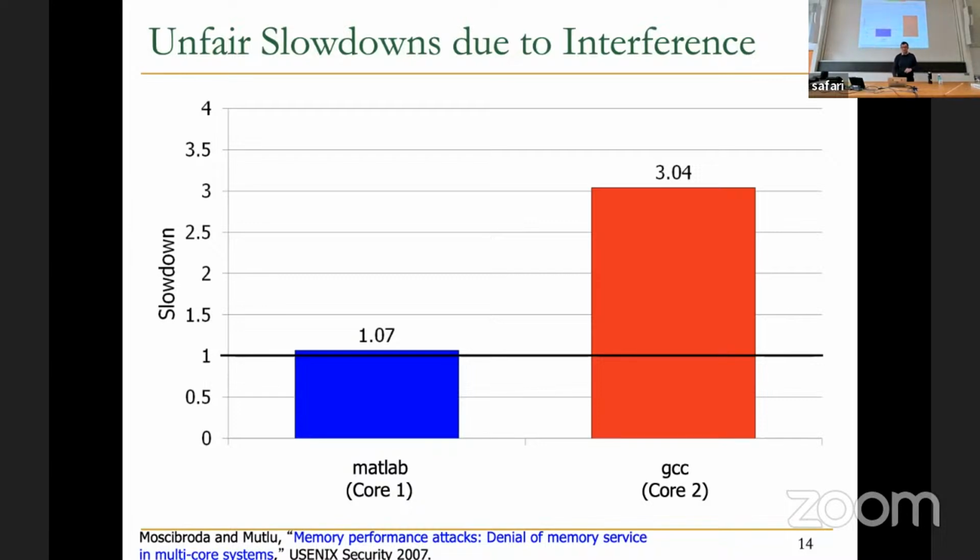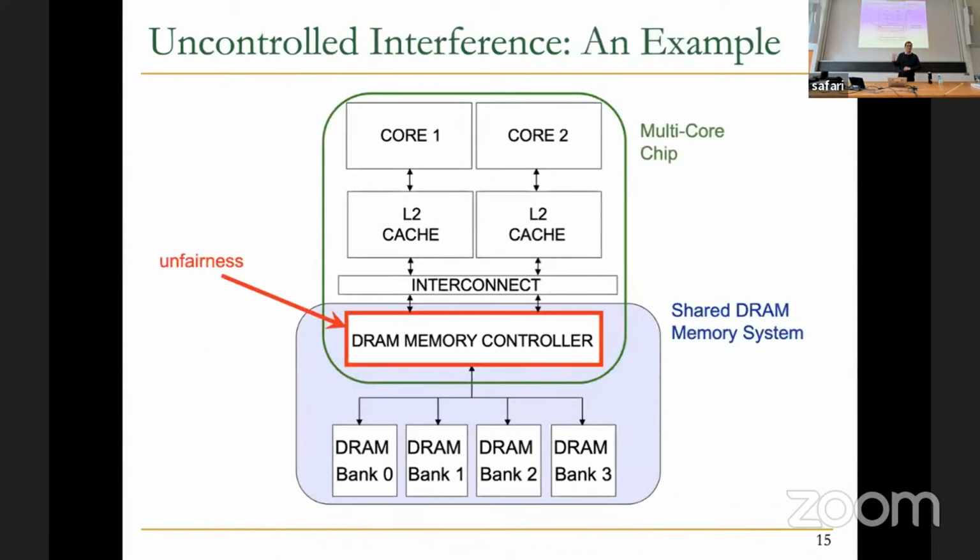You can see that one of the applications slowed down very little when they're running together. Another application slowed down by a lot. So clearly, there's some unfairness in the system, because MATLAB tended to be very intensive and very streaming. And we have seen in the last lecture that both of these are very bad for causing trouble to other threads.